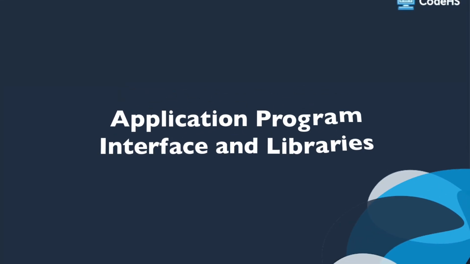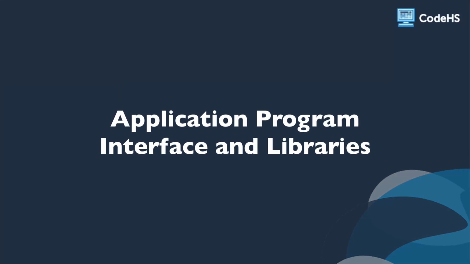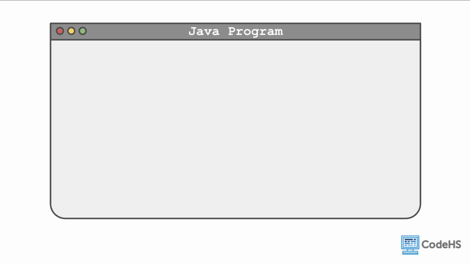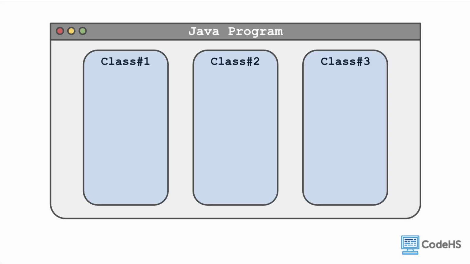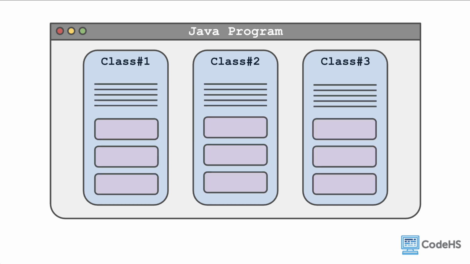Hi, in this video we'll learn about Application Program Interface or API and libraries. Let's do a quick review of some of the major structural pieces of a program in Java. A Java program is made up of one or more classes. A class is a section of a program that groups together related data and actions.